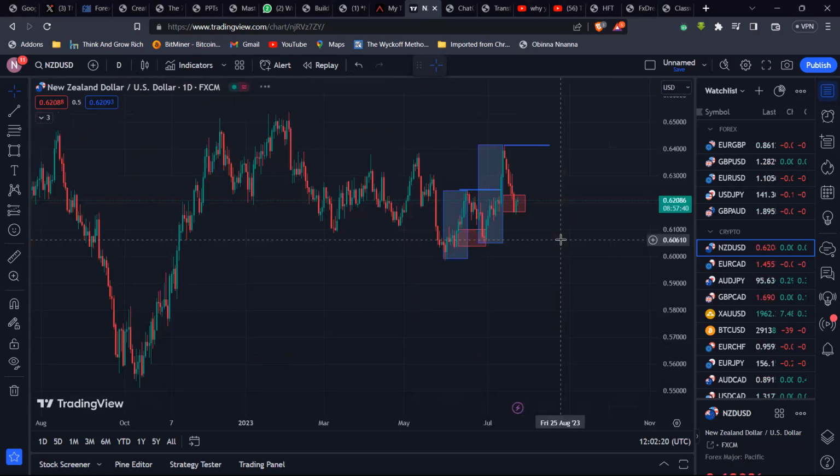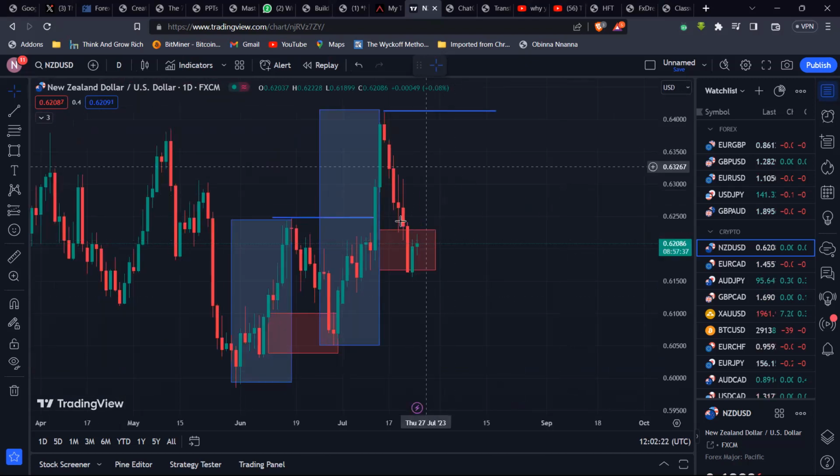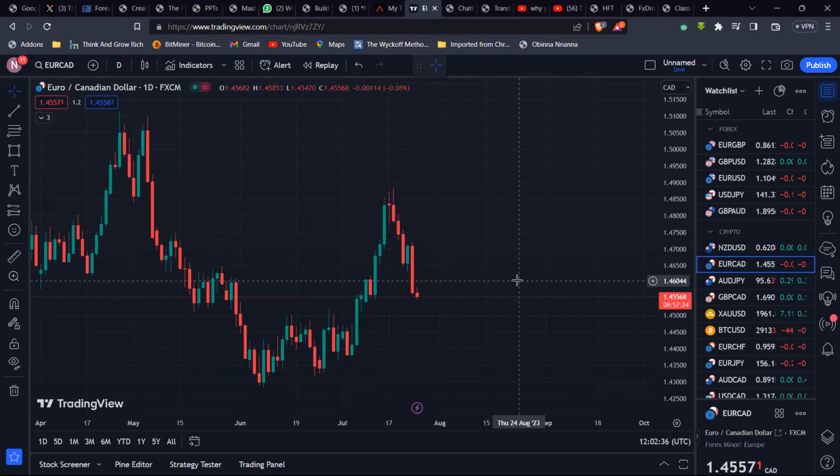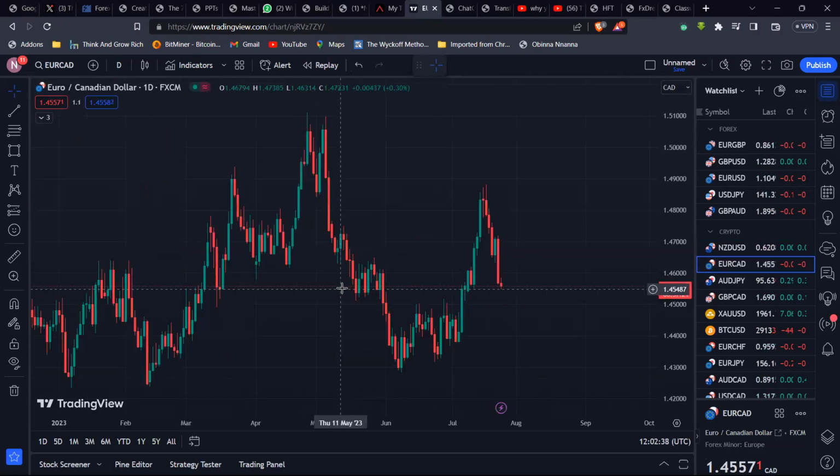Price is in an area of interest. I actually have some trades set up here, although those trades are on my bots, but they are looking for buys only. I'm going to be looking for buys in this market up to these highs here. Okay, EURCAD. So EURCAD as well.